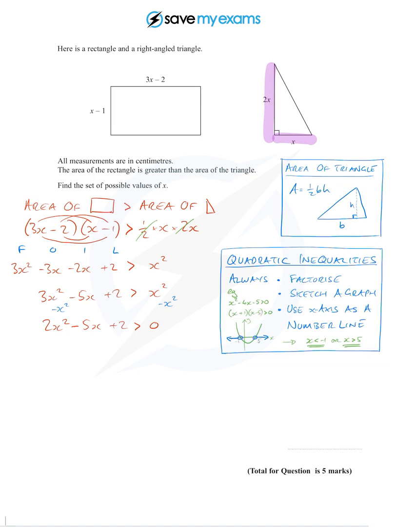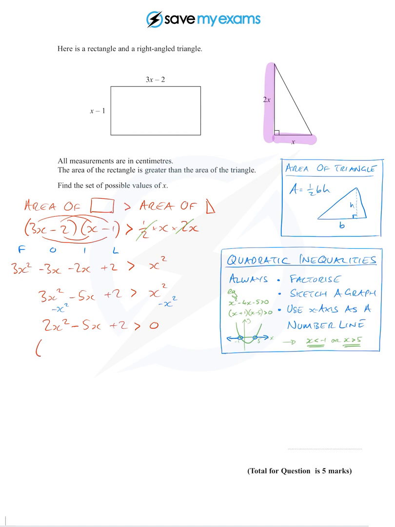And then I'm looking for the bits where it's greater than 0. In other words, above the axis. And so it's all the bits above 5 and all the bits below minus 1. And there, having used that as a number line, we translate it into an inequality. Okay, well, let's do that with this one.